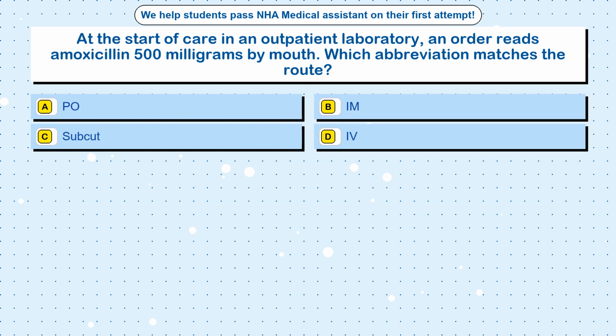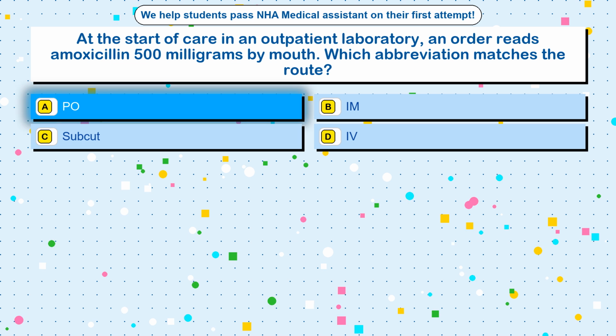Question 36. At the start of care in an outpatient laboratory, an order reads amoxicillin 500 mg by mouth. Which abbreviation matches the route? Option A, PO. Option B, IM. Option C, subcut. Option D, IV. The correct answer is option A, PO.